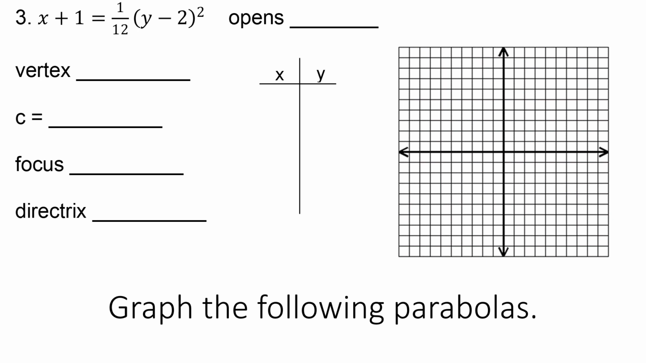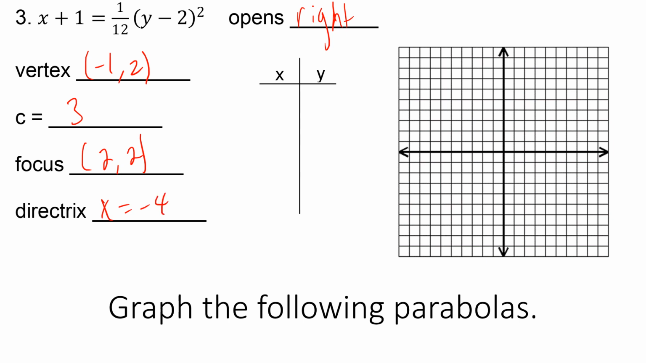All right, let's see how we did on 3. I'm going to go through what you should have gotten at your tables. Looking here, it's positive, so you should have said that it opens to the right. Your vertex, your h and your k, should have been at negative 1, comma 2. Your c value, what multiplies by 4 to give you 12, you should have gotten 3. Your focus should have been at (2, 2), and your directrix should equal x equals negative 4.